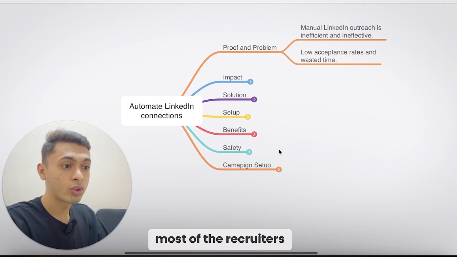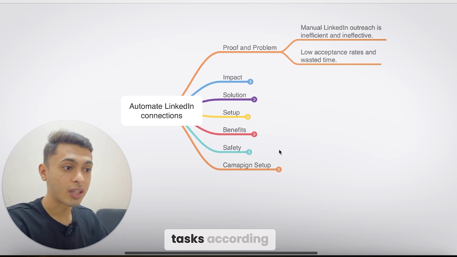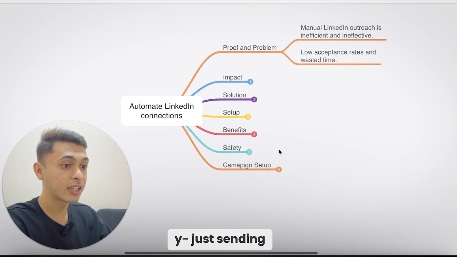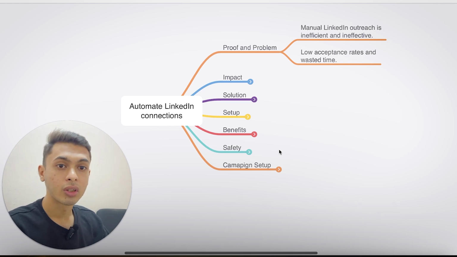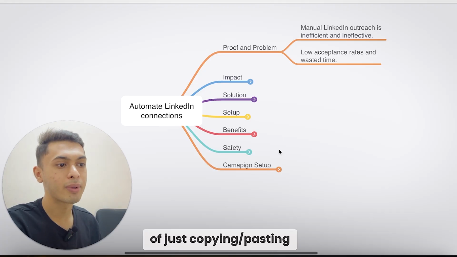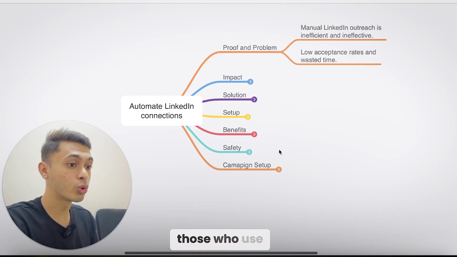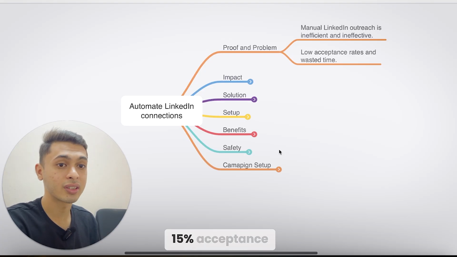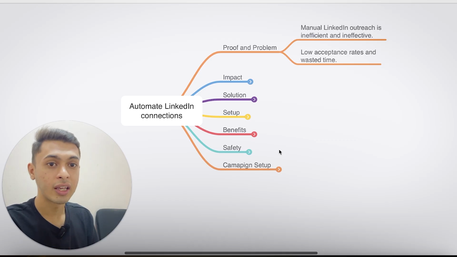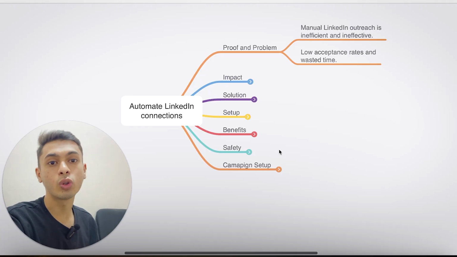So most recruiters and salespeople waste about 3 hours daily on repetitive LinkedIn tasks according to recent data. That's 15 hours a week just sending connection requests and following up manually. You could be using that time to close more deals instead of copying and pasting your outreach templates. Also, research shows that those who use generic messages get less than a 15% acceptance rate, meaning you don't refer to anything about their profile, and that also means 85% of your manual efforts disappear into the void.